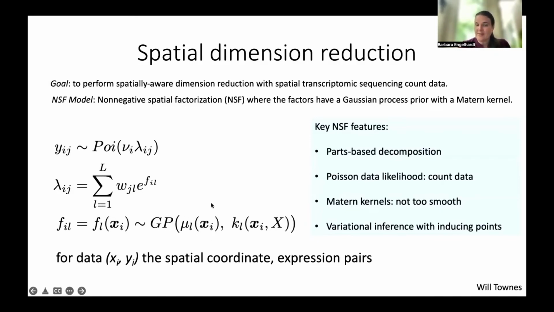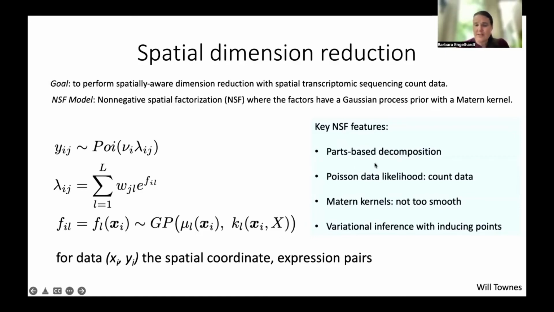And the reason they're going to be a draw from a Gaussian process is so that we can basically make the factors a function of the locations. What this means is that, through the kernel, the covariance matrix, we're going to encourage the spots, the locations that are nearby each other, to be in the same factor.